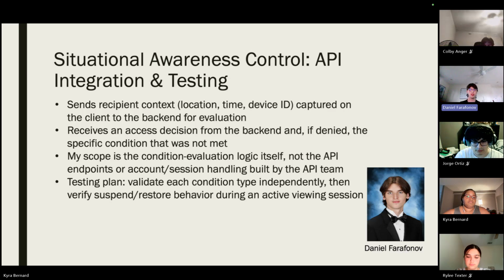My scope is the condition evaluation logic itself, not the API endpoints or the account session handling built by the API team. So I will be developing to make sure that anytime any of these conditions are not met, access will be denied, and to make sure that these conditions are always there. The testing plan is to validate each condition type independently, then verify suspend and restore behavior during an active viewing session. Thank you.